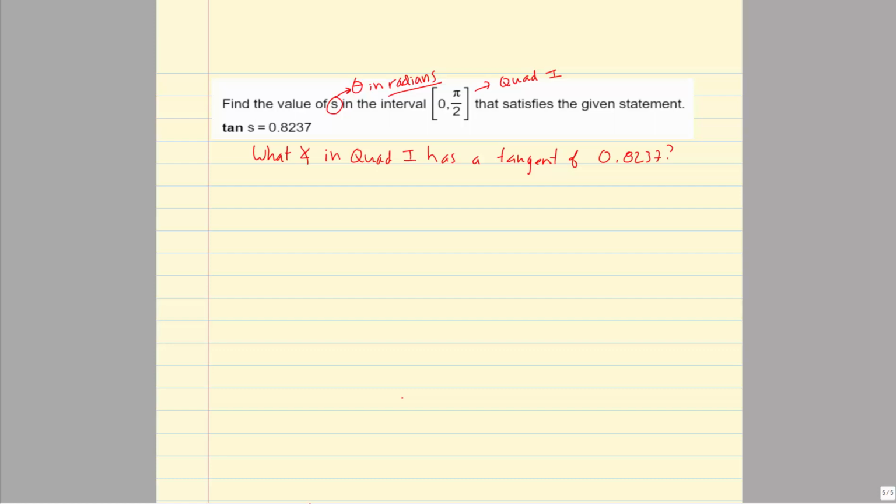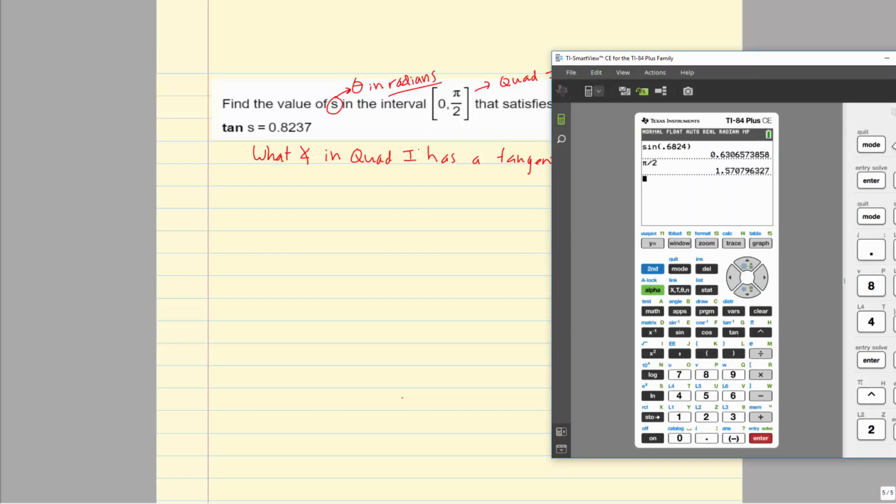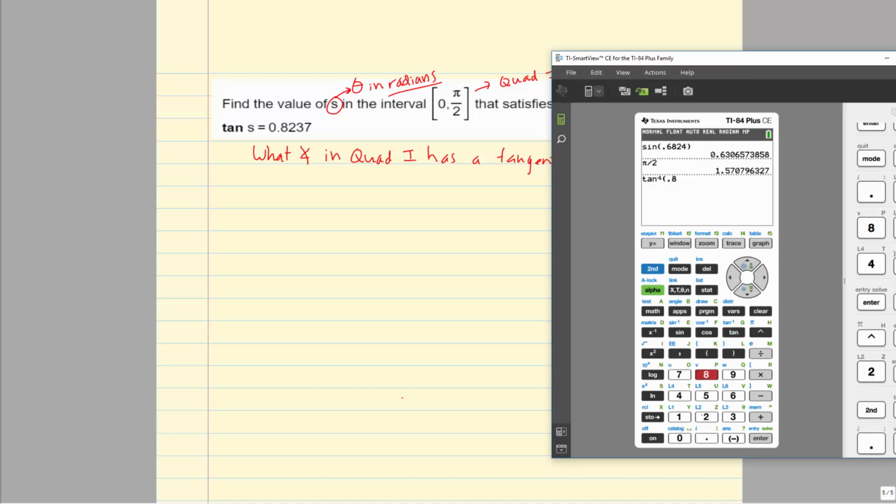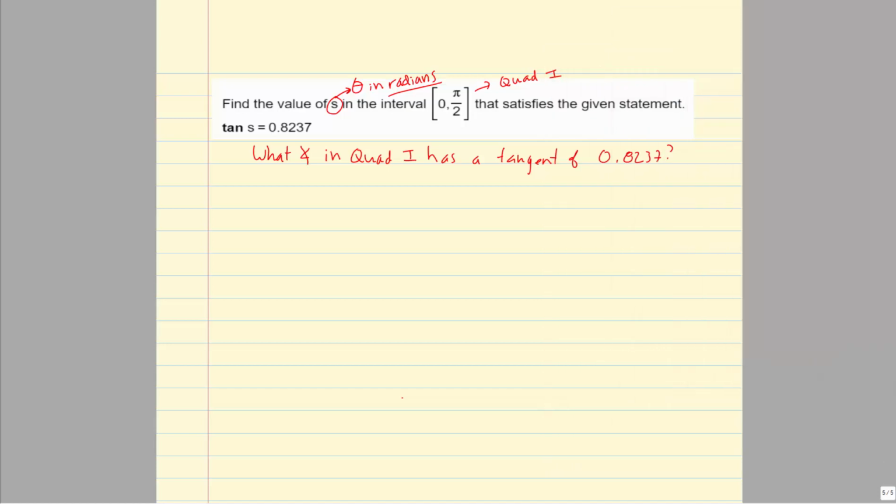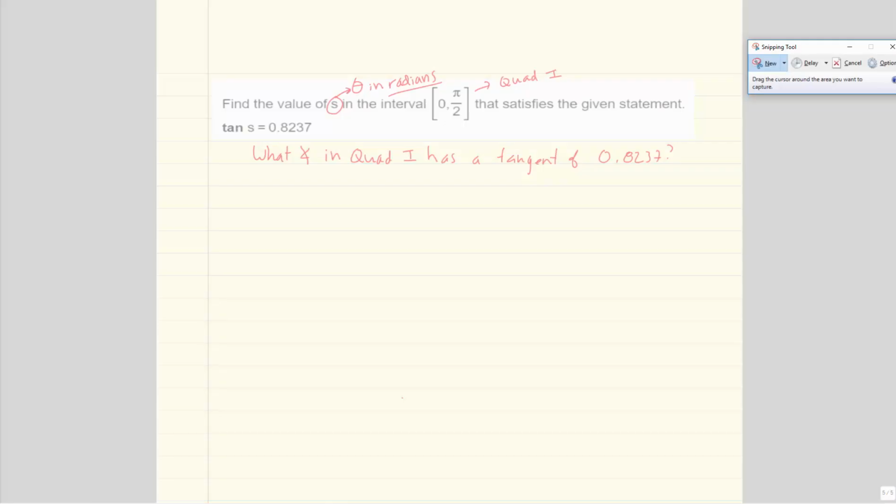Well, I don't know the answer to that, so I'm going to have to grab a calculator, and in order to figure this out, I'm going to have to use my inverse tangent. But the first thing we want to do is make sure we're in radian mode, and we are. So we'll go inverse tangent, and I have 0.8237. This is going to give me an angle, the least positive angle, in this case it'll be in the first quadrant, that has a tangent of 0.8237. And so I get 0.6890 for this particular case. So let's go ahead and write that out, how we checked it. You have to use your inverse tangent key.